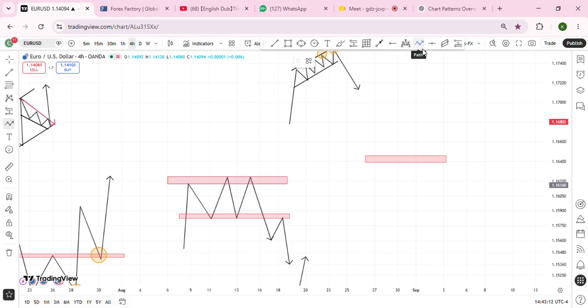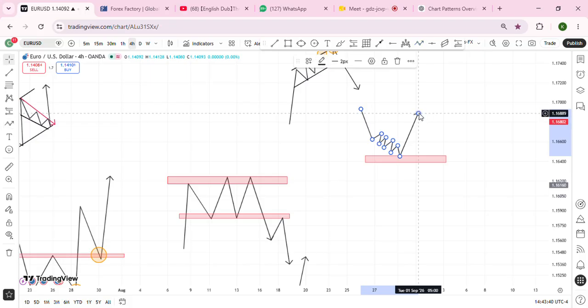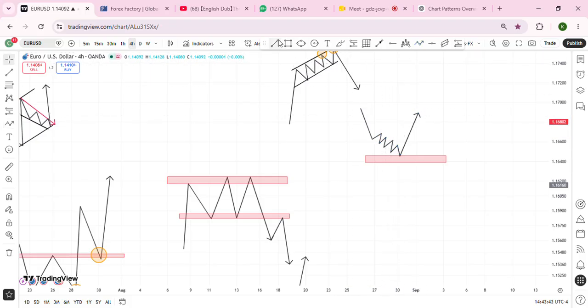Okay, so let's continue and conclude. We were talking about the falling wedge, and a falling wedge is the opposite of what? Of a rising wedge. So for a falling wedge, the market will be consolidating towards a support or a demand zone. This is how the market will be behaving. It will start consolidating towards that level.